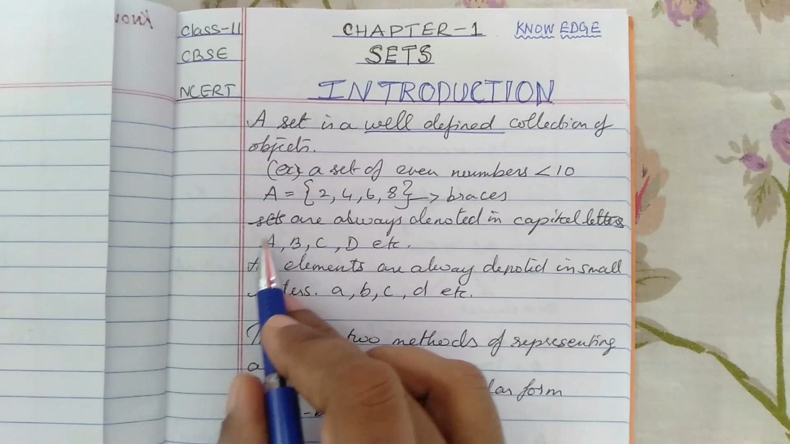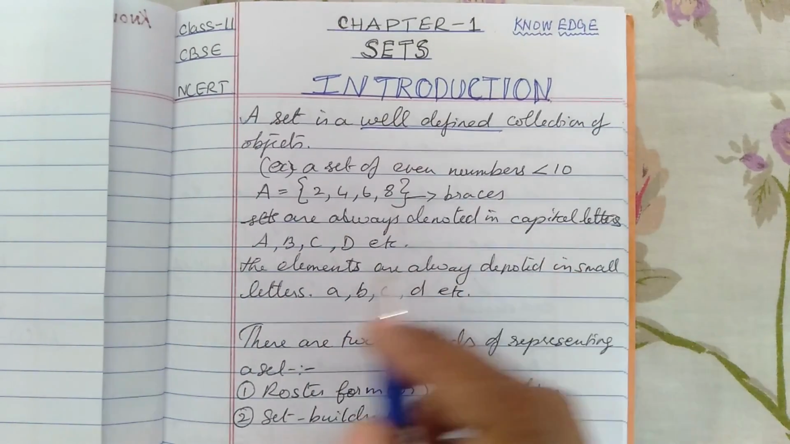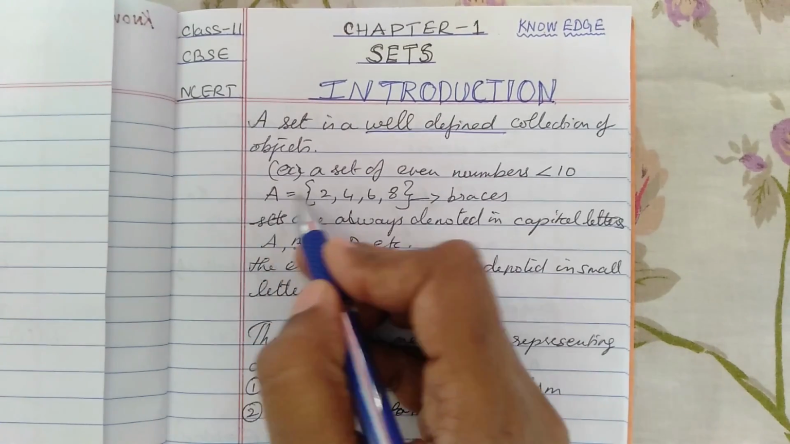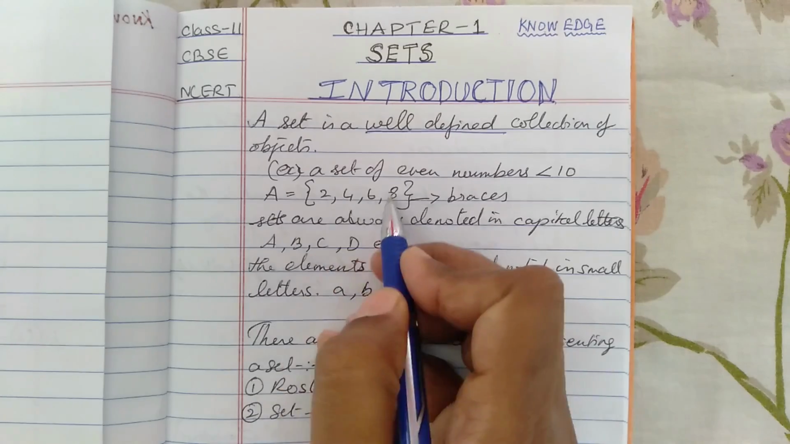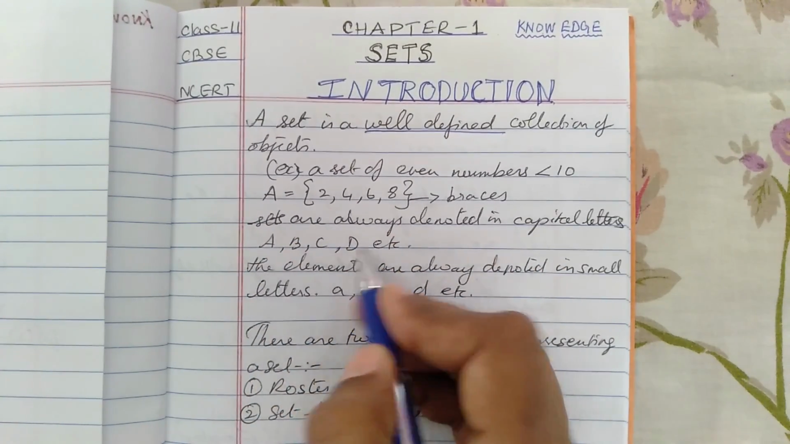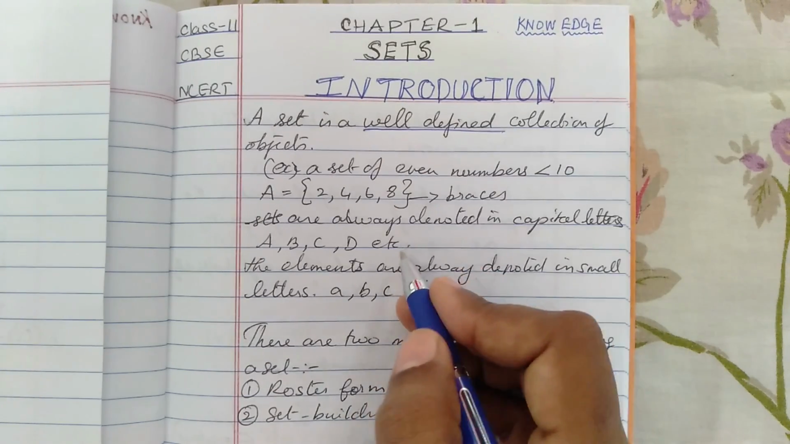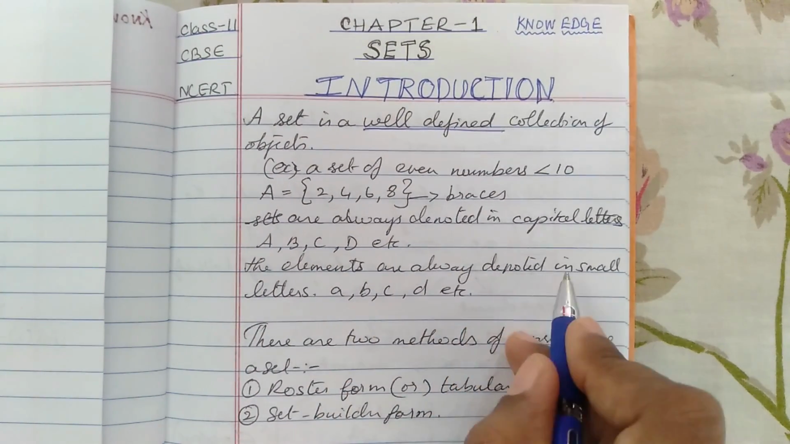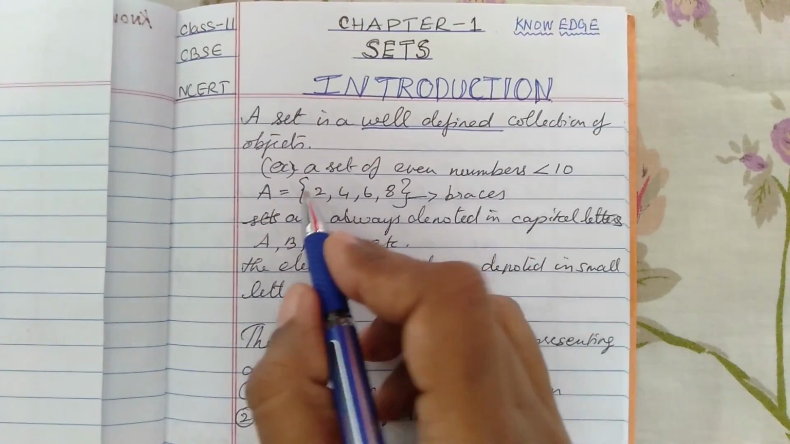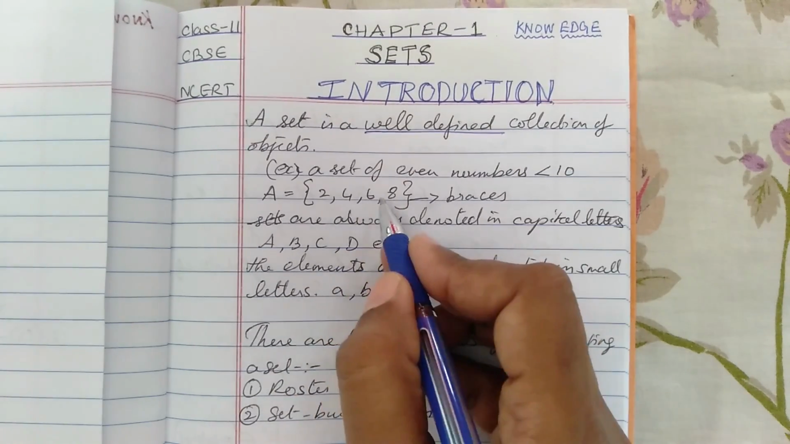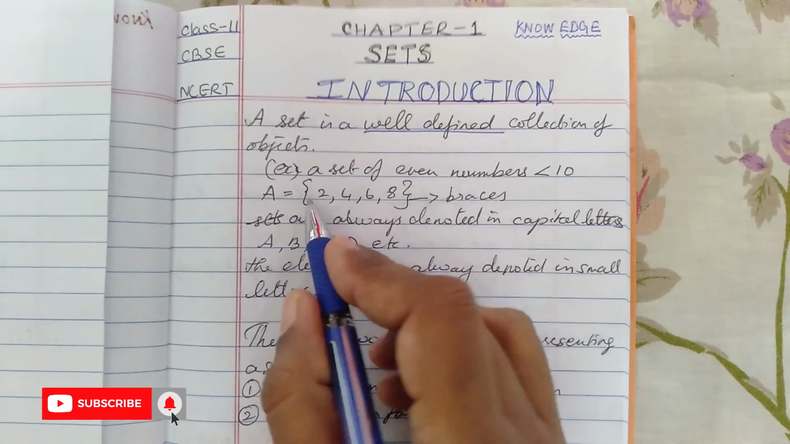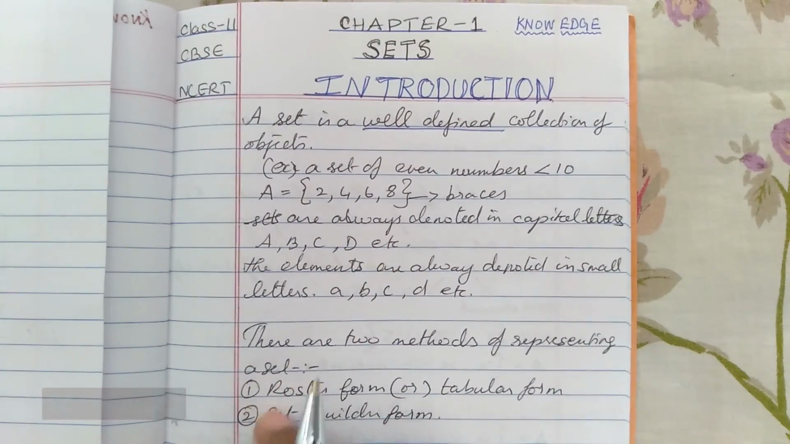Sets are always denoted in capital letters, as I have written here, capital A is the set here. So I am expressing this set as A. Now here you can write A, B, C, D, whatever according to your wish. Then the elements are always denoted in small letters. The elements means whatever objects are contained inside it. Say for 2, 4, 6, 8, each one is called an element. Or you can even write a, b, c, d, whatever is there inside this, each one is called an element.